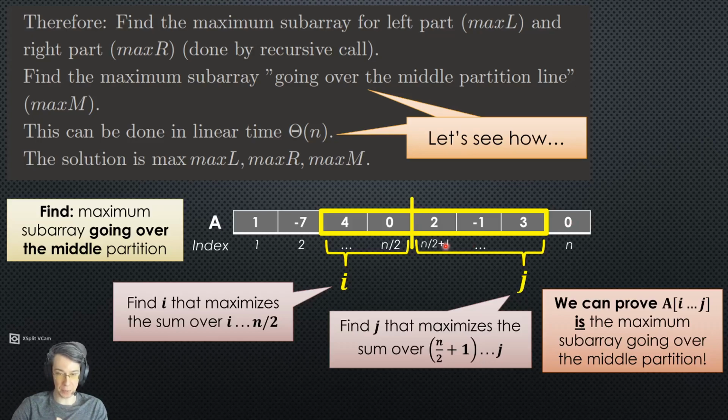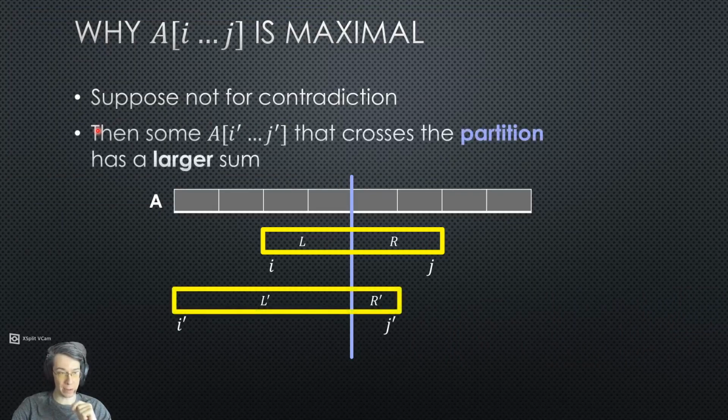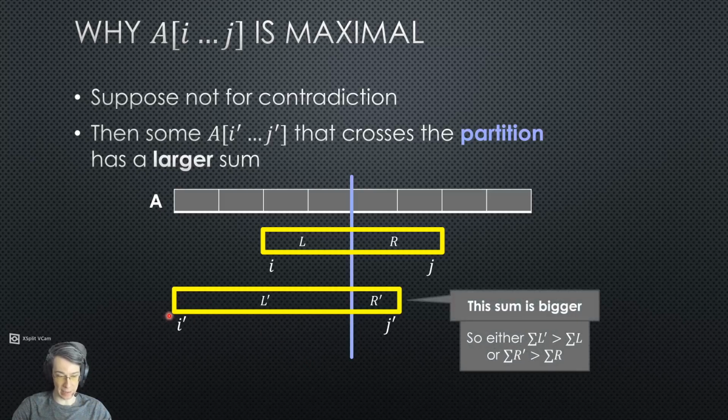Now let's prove that that is, in fact, the maximum subarray going across the middle partition. So why is A of i to j maximal? Suppose it isn't, to obtain a contradiction. Then there's some A of i prime to j prime that crosses the partition and has a larger sum. If this sum from A of i prime to A of j prime is bigger than the sum of A of i to A of j, then either this sum on the left, L prime, is bigger than the sum L, or this sum on the right, R prime, is bigger than the sum R. If both of these are the same size or smaller, then this sum can't be bigger.